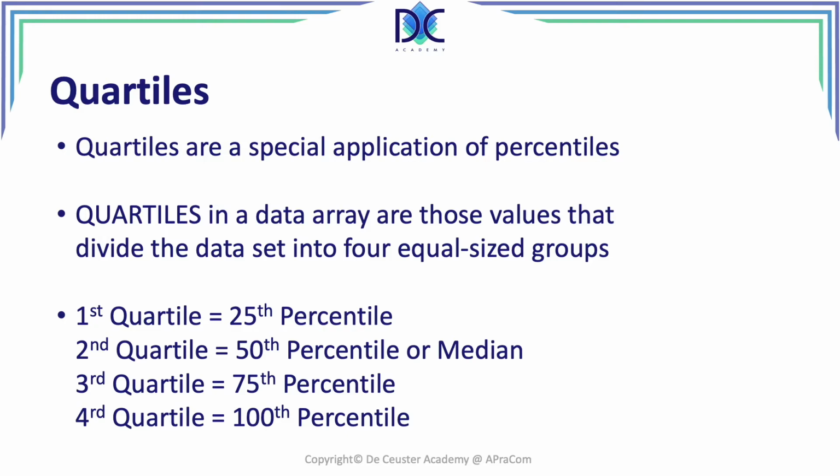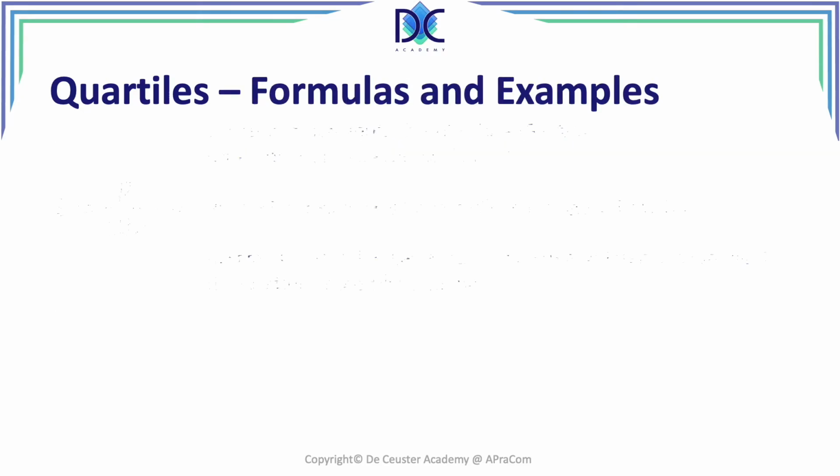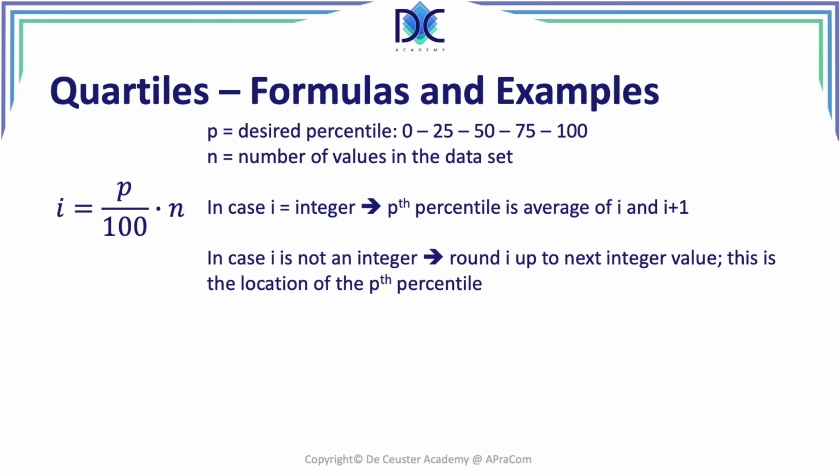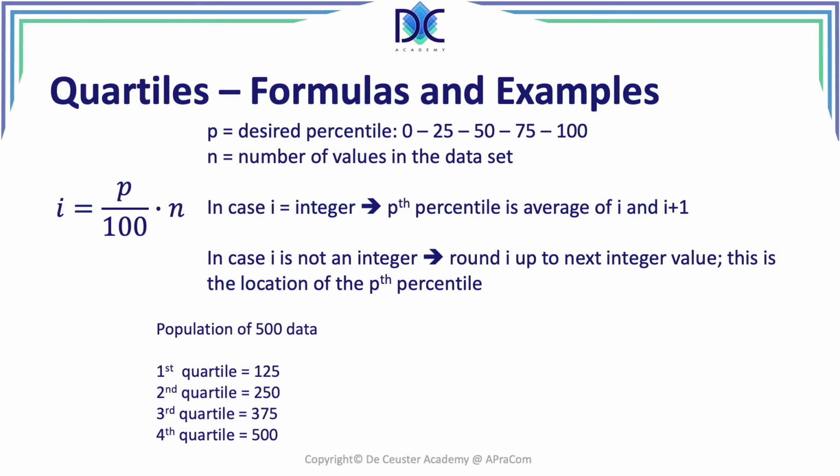So basically we have here quartiles as a special case of the percentiles. For example, the formula is basically the same, but now the values of P can be 0, 25, 50, 75, and 100, and the same rules apply. So let's have a look at our population of 500 data.